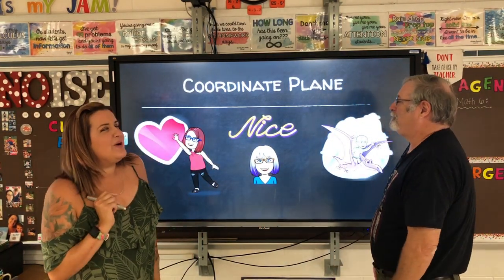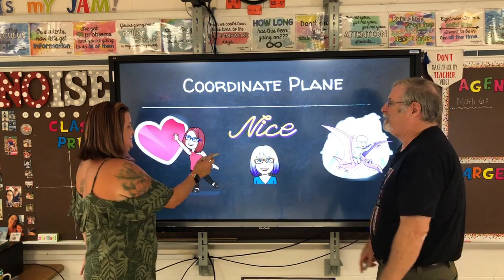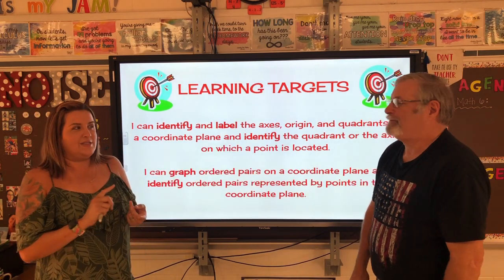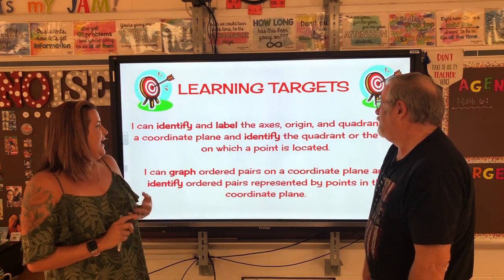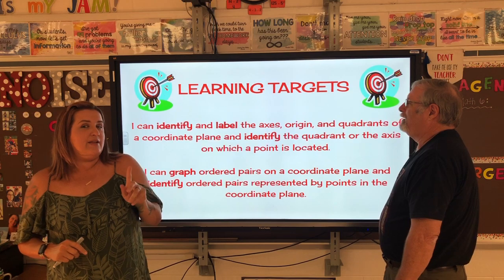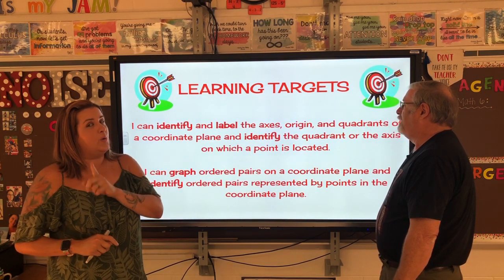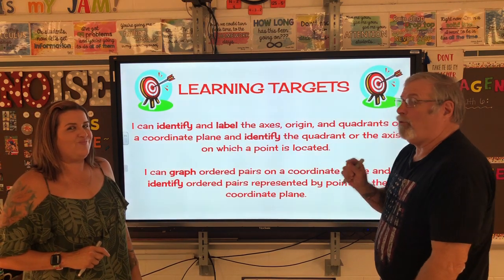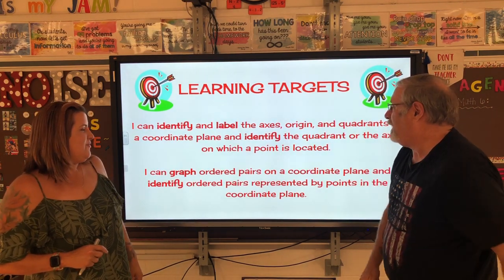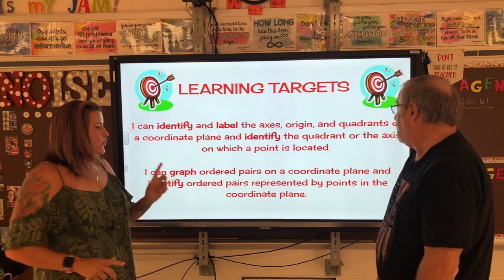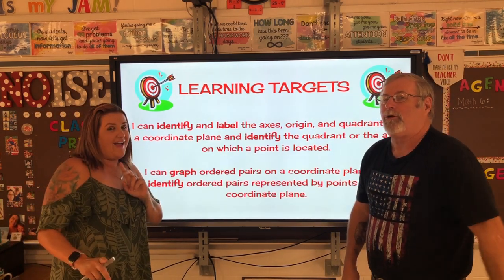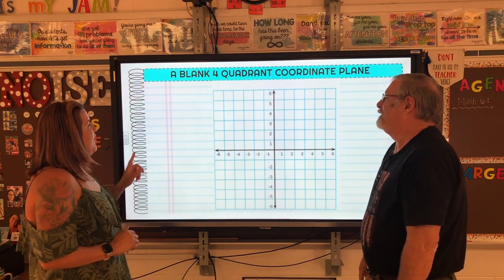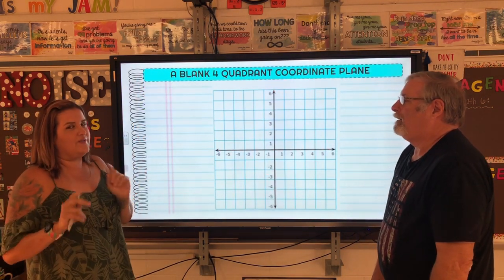We're going to talk about the coordinate plane today. Today we're going to identify and label the parts of the coordinate plane, so the X and Y axis, origin, and all the quadrants, and identify a quadrant or axis where an ordered pair is located. We're also going to learn how we can graph ordered pairs on the coordinate plane and identify ordered pairs represented by points in a coordinate plane. Let's get started. All right, we're going to start by labeling the parts of the coordinate plane.